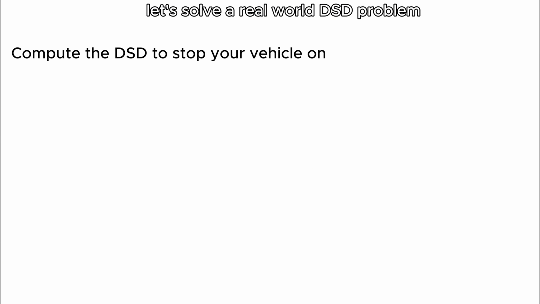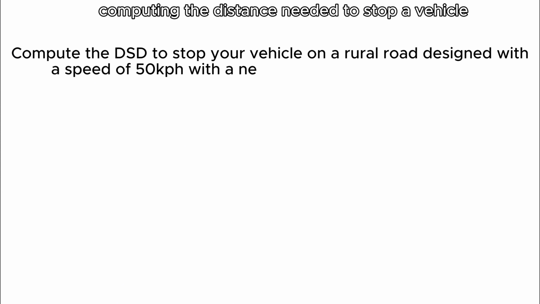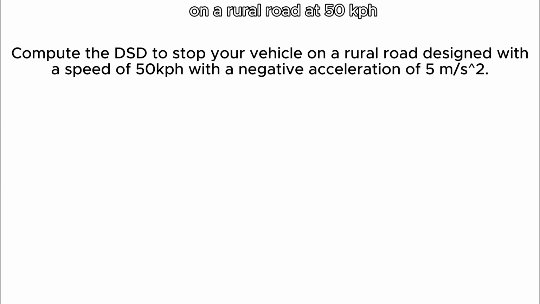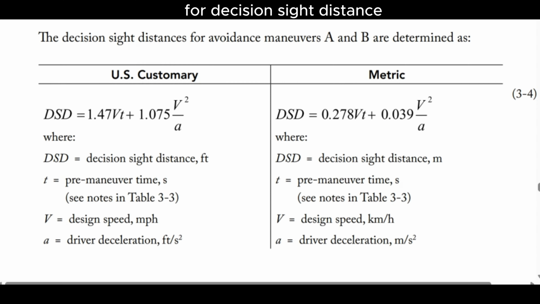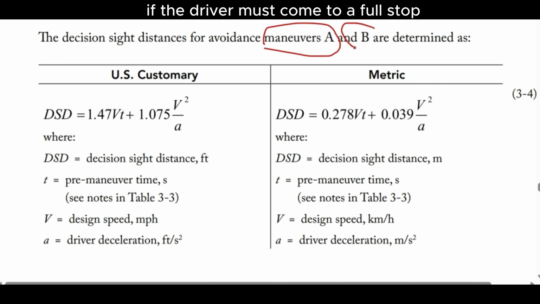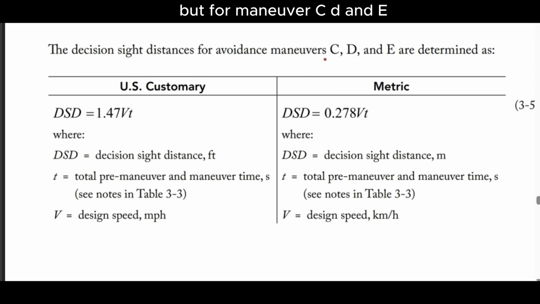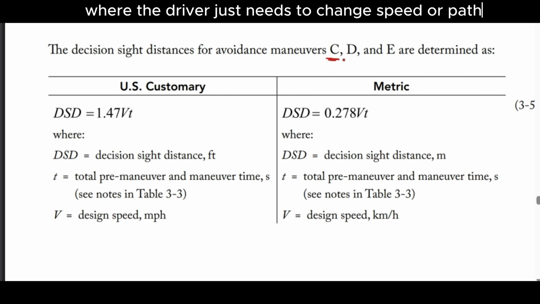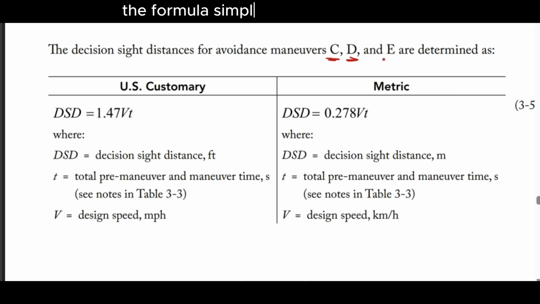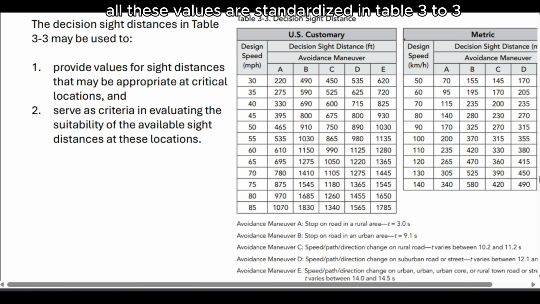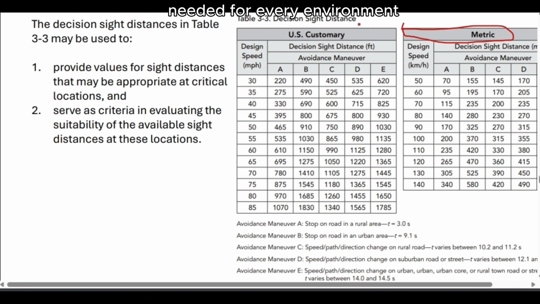Let's solve a real-world DSD problem, computing the distance needed to stop a vehicle on a rural road at 50 kph. For decision sight distance, we use two different sets of formulas depending on the driver's goal. If the driver must come to a full stop, we use maneuvers A and B that include braking distance. But for maneuvers C, D, and E where the driver just needs to change speed or path, the formula simplifies to just pre-maneuver and maneuver time. All these values are standardized in Table 3-3, giving us the exact distance needed for every environment.